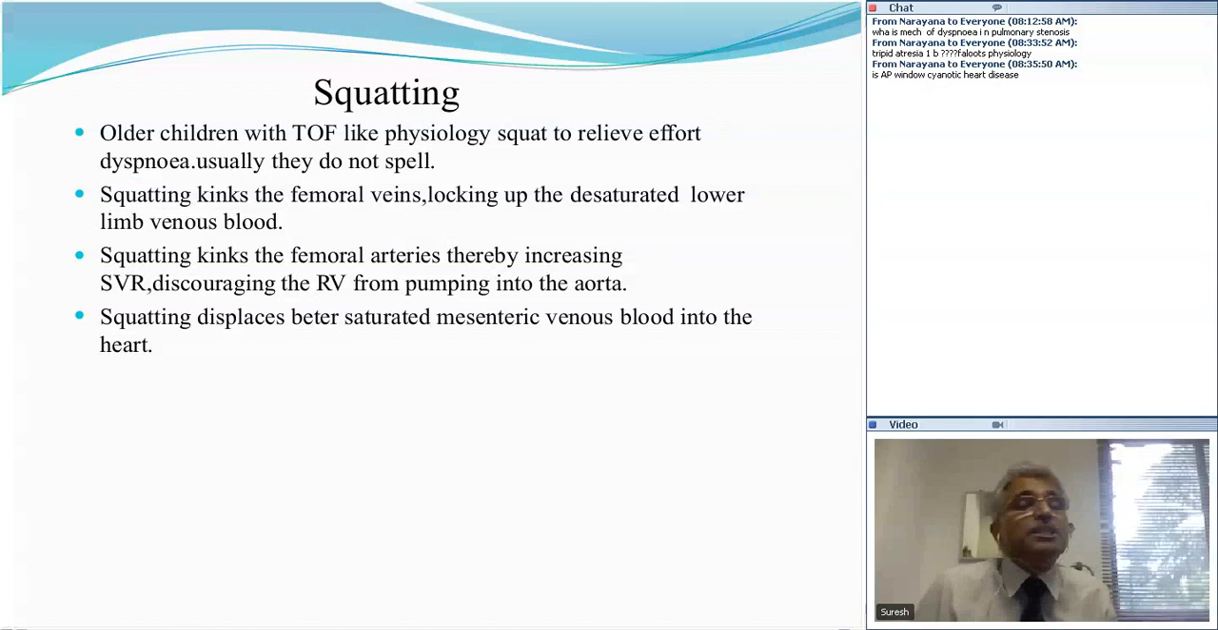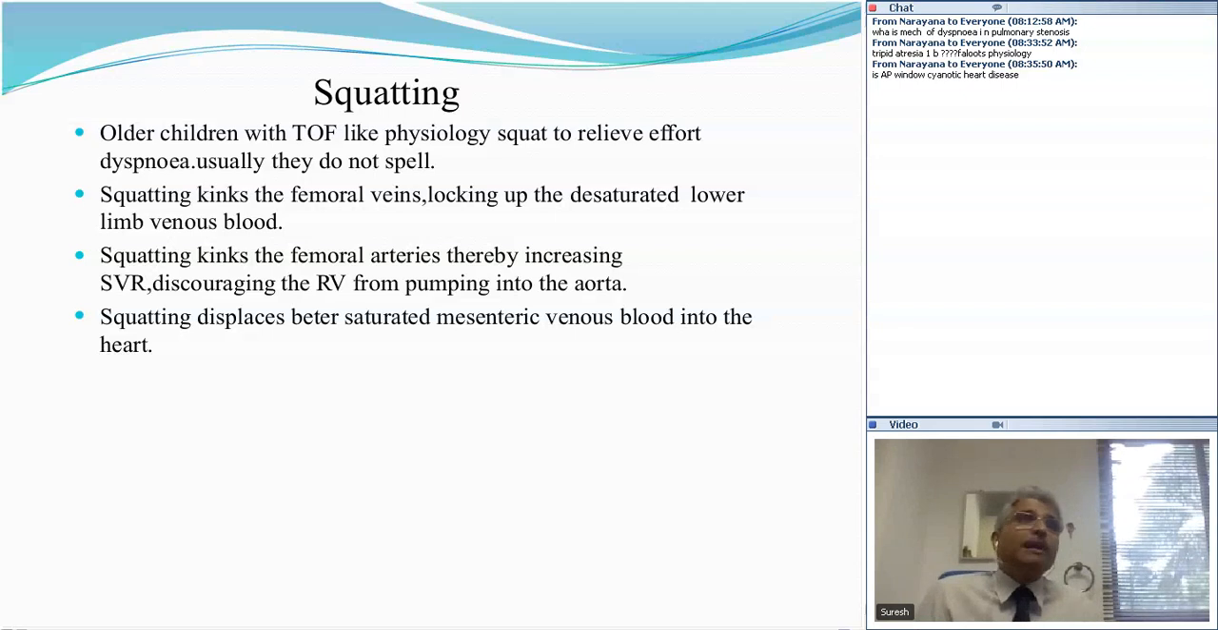We said that cyanotic spell is something that occurs between 6 months to 6 years. What happens beyond 6 years? The children learn to squat. During exercise, they realize that squatting can relieve effort dyspnea, and therefore they don't go on to develop a spell. How squatting helps is, we know how exercise worsens the hypoxic state. Squatting has important hemodynamic effects by working on the femoral vein, the femoral artery, and by compressing the abdomen.